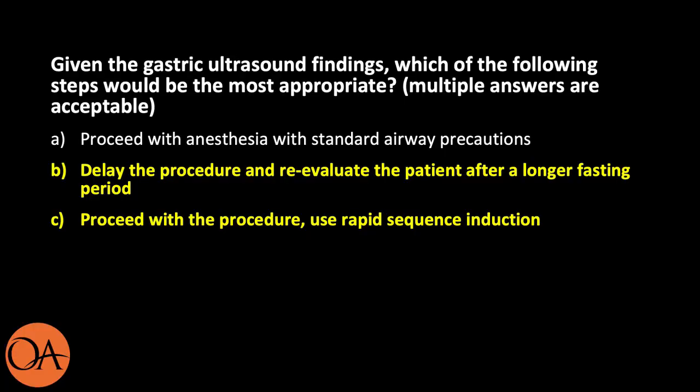Of the choices listed, the most appropriate steps would be to delay the procedure and re-evaluate the patient after a longer fasting period. If the decision is made to proceed with the procedure, despite the full stomach, the patient would require a rapid sequence intubation to secure the airway, along with a discussion with the patient and their family regarding the increased risk of aspiration.